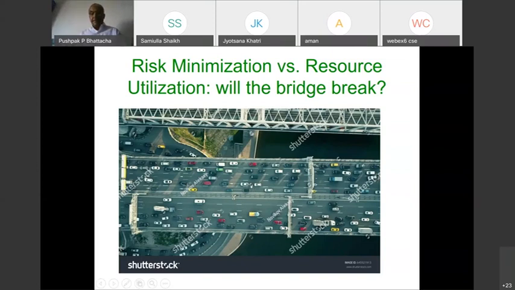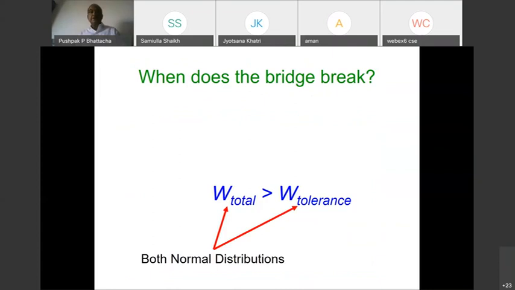And how do I handle this problem? It is very instructive, as you would recall, but I would like to repeat it because this is the methodology which is adaptable by us also for our NLP. The bridge breaks when the total weight on the bridge exceeds the tolerance level. The tolerance is known to be a normally distributed curve. The total weight on the bridge is also normally distributed because the individual weights of the cars are normally distributed.